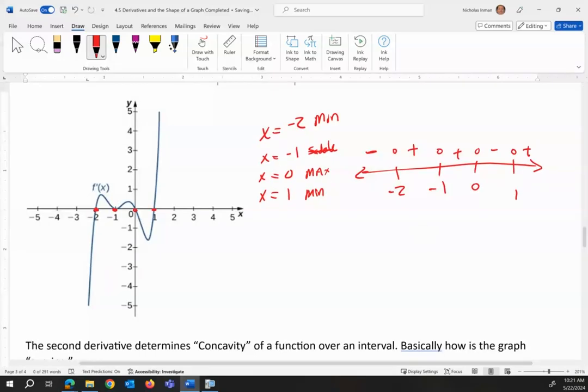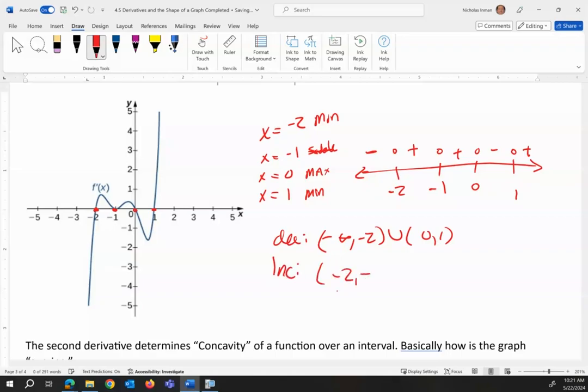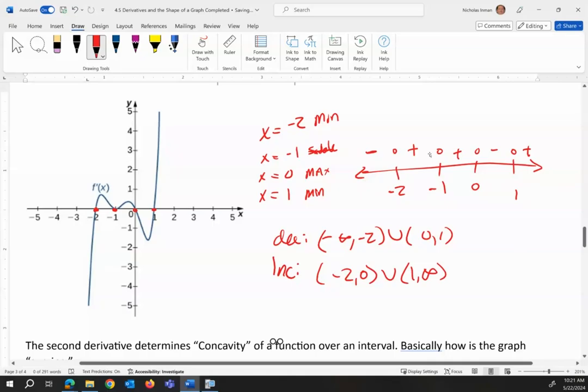So this would be our decreasing from -infinity to -2, 0 to 1. And we are increasing from -2 to 0, and then also from 1 to infinity. All right, so again, I don't have to split this up into 2 pieces, because it is increasing. We flatten out for a second, and then it's increasing. Increasing can level out for a second and then continue. All right, it's still considered increasing.